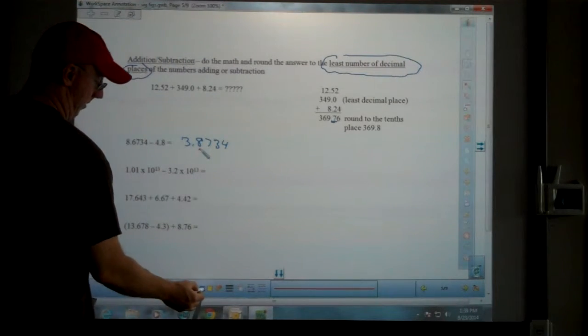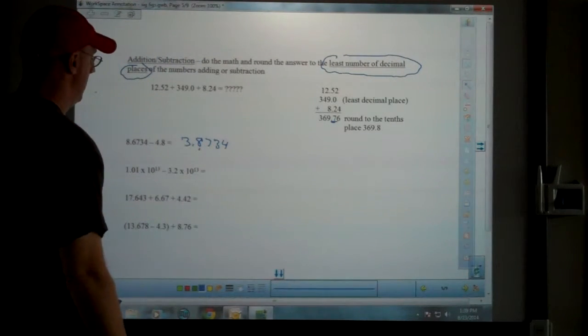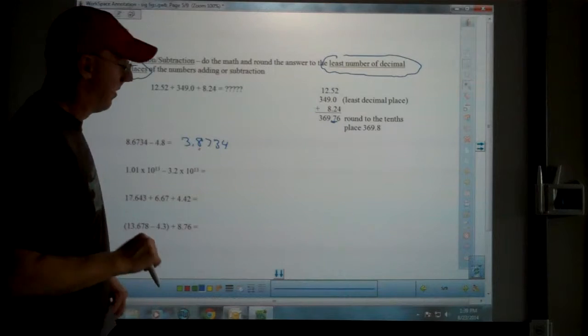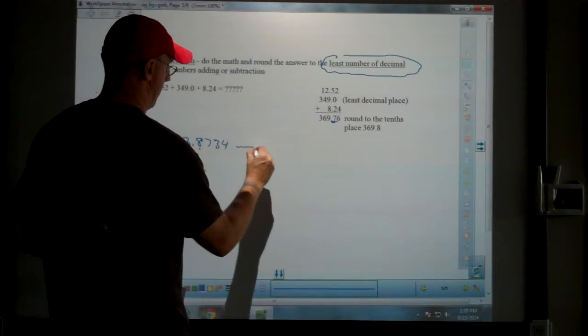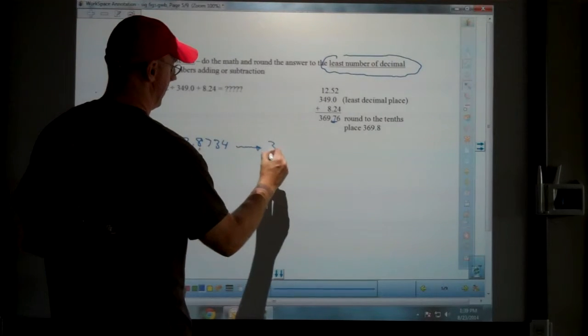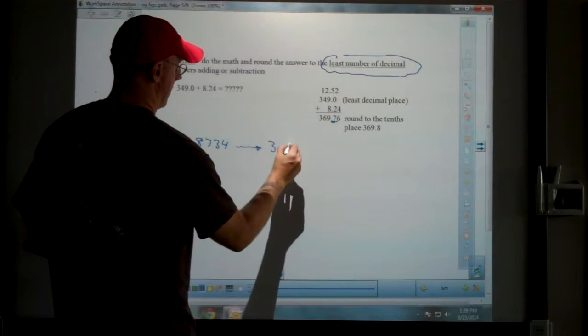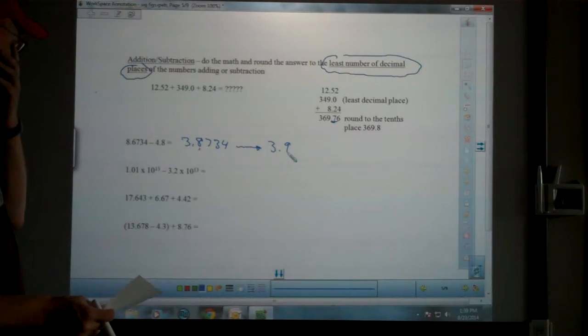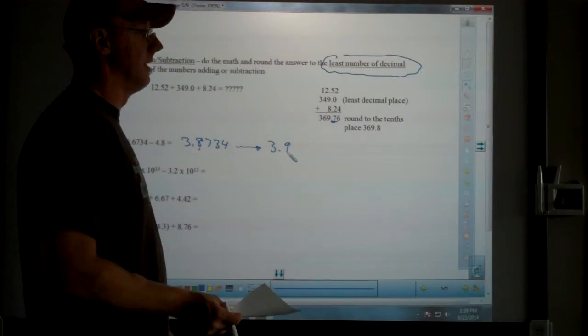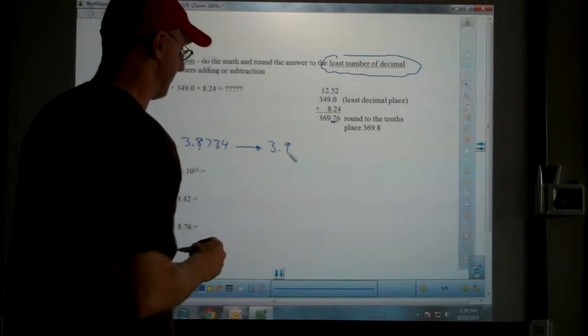Round to that spot, we'll round to 1 spot. I'm sorry, the 10th spot, 1 digit over from the decimal point. So 7's the next number, so we would round to 3.9. Okay, you can go ahead and go through those if you want to practice a little bit, and again, check the answer key at the end.